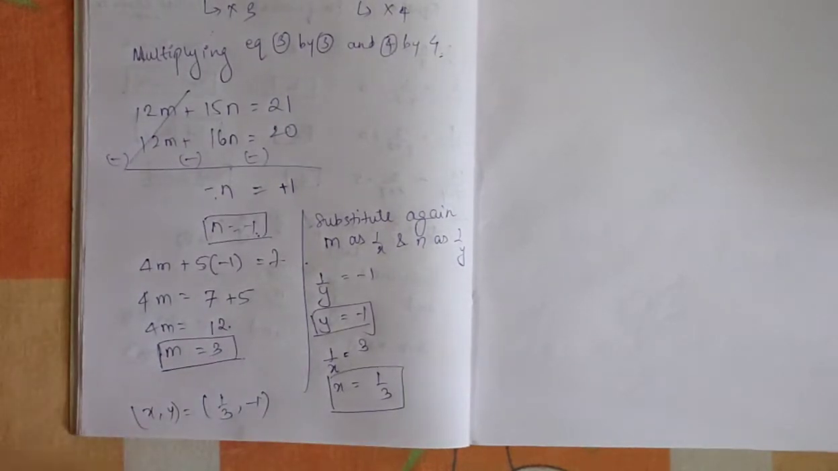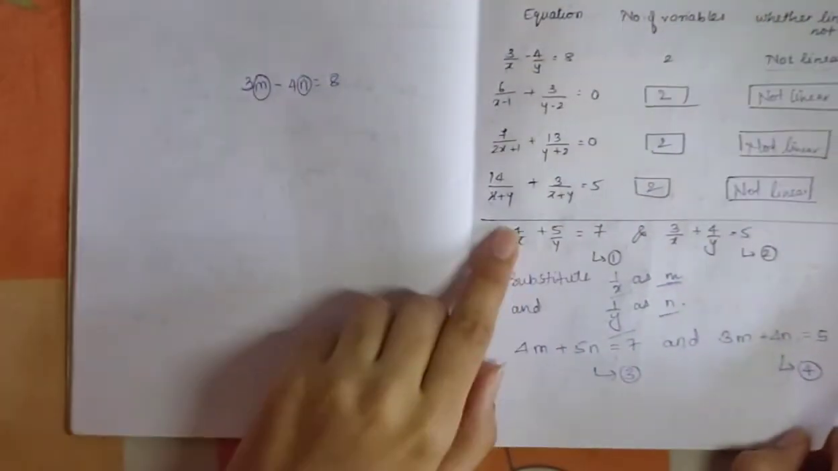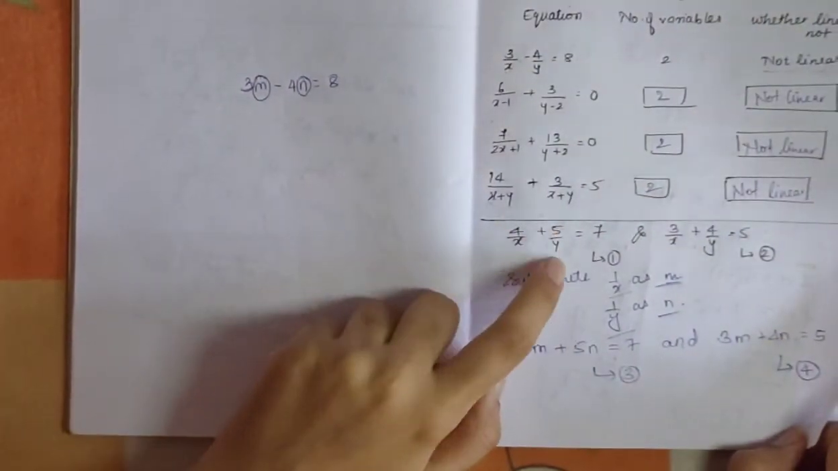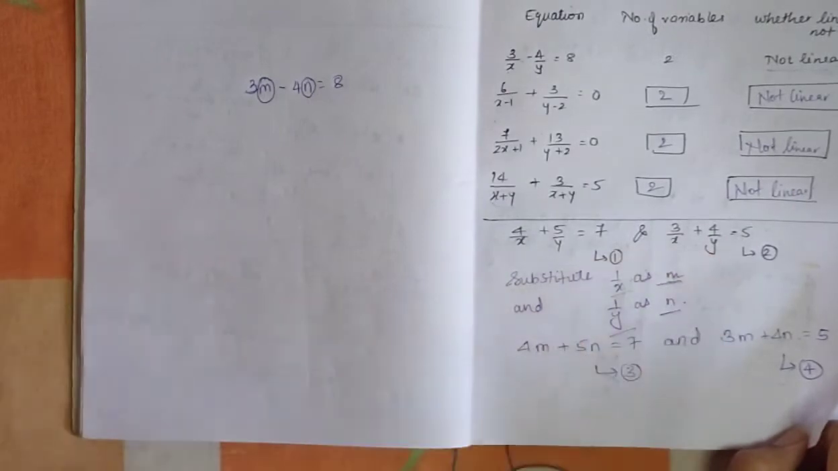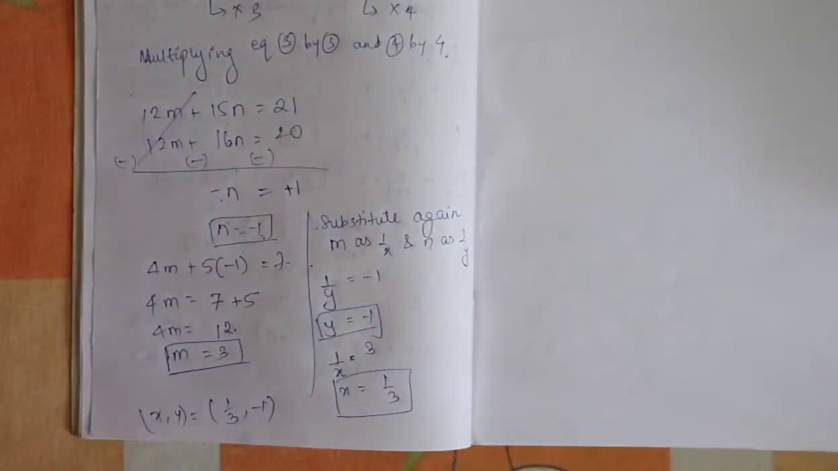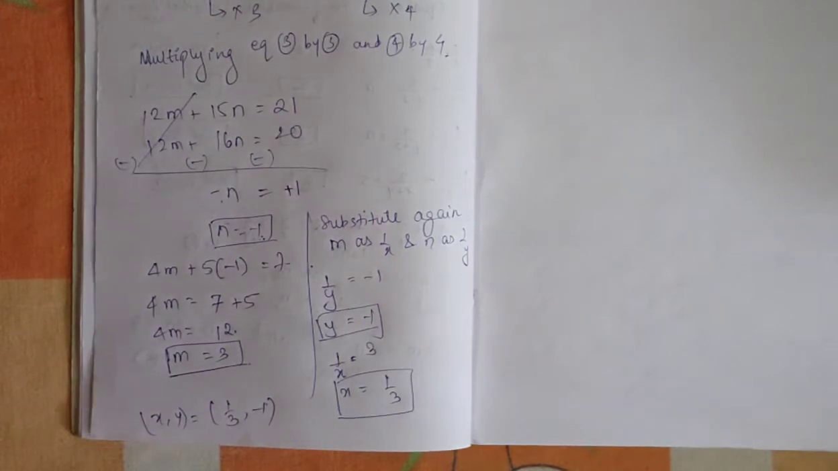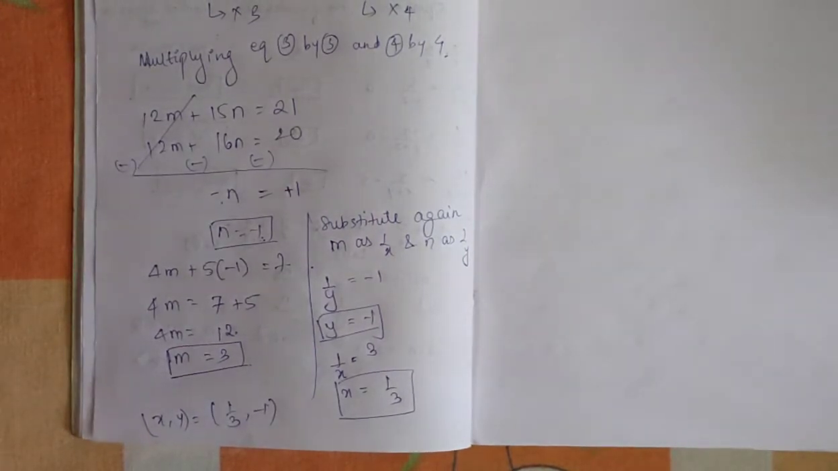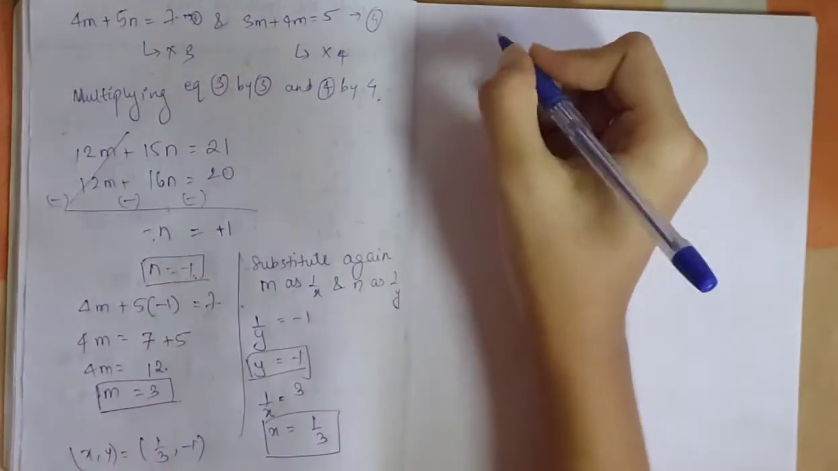Okay. For the equations 4 by x plus 5 by y is equal to 7 and 3 by x plus 4 by y is equal to 5. So that easy it was. So let's move forward to the next sum. So what does the next sum say? I'm just writing it down here.